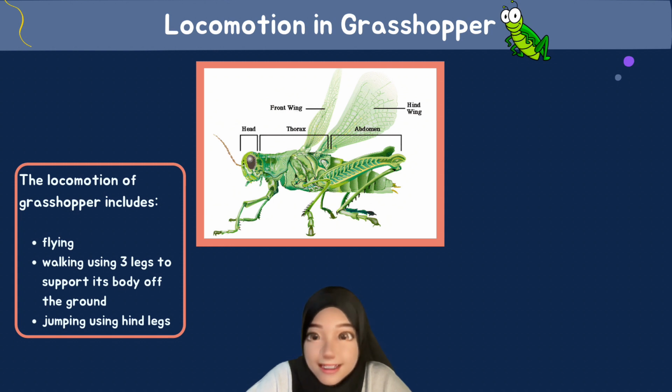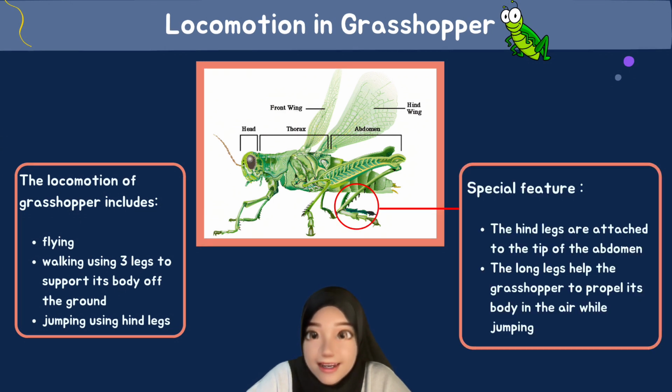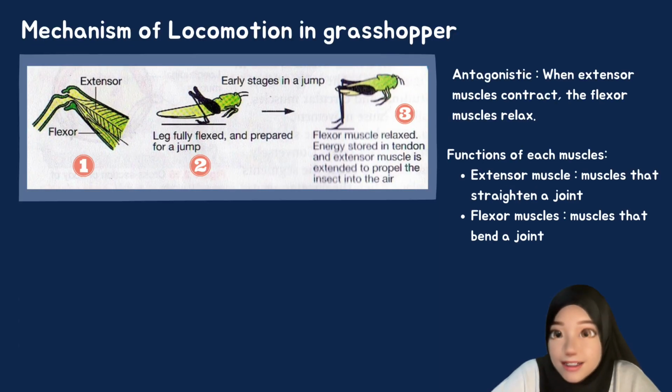Grasshopper also has a special feature where the hind legs are attached to the tip of the abdomen. Besides that, the long legs help to propel its body in the air while jumping. A grasshopper also has antagonistic muscles. Muscles involved in the locomotion of grasshopper are extensor muscle and flexor muscle. Extensor muscle is a muscle that straightens the joint, while flexor muscle is a muscle that bends a joint.